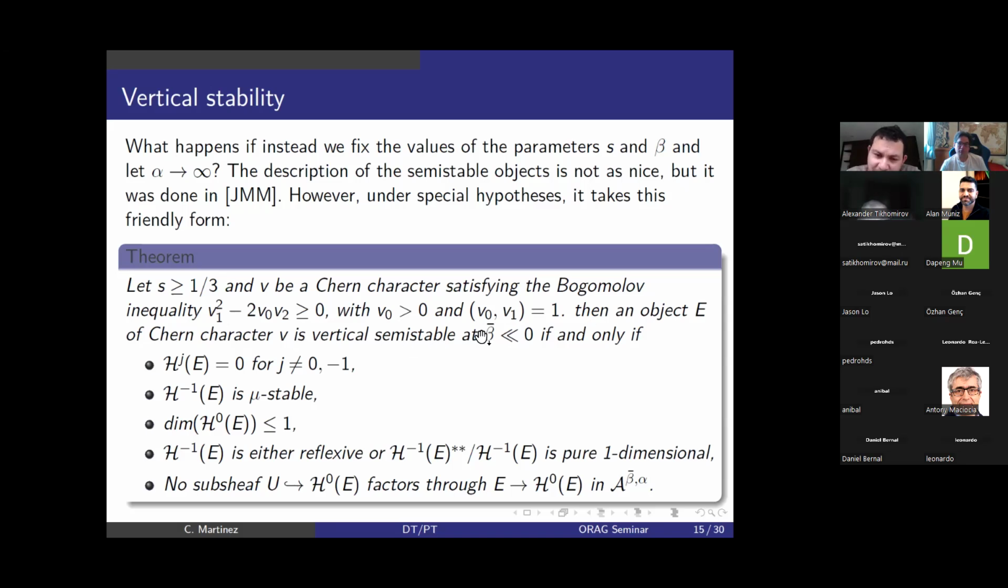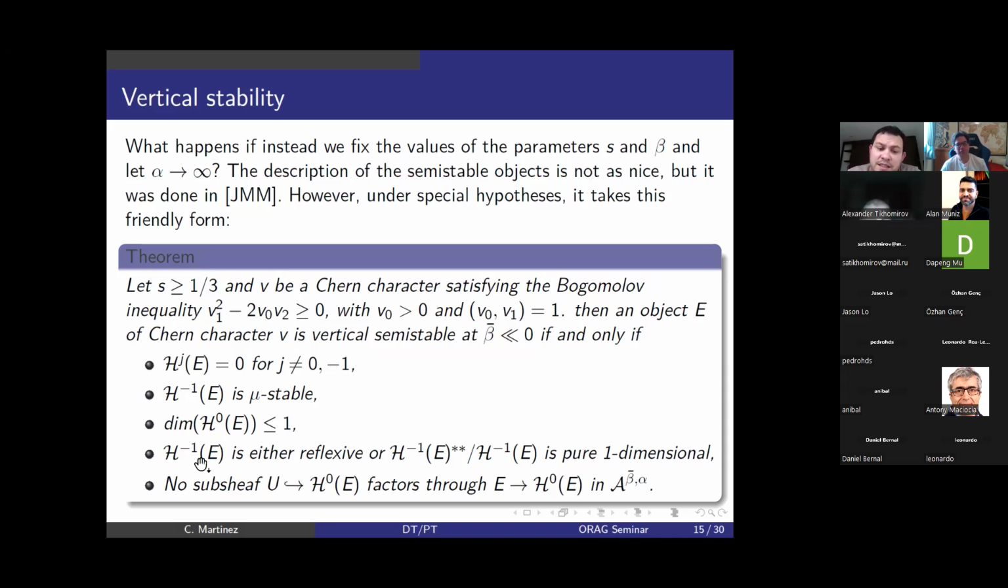And here comes the caveat. This description works when I take beta to be sufficiently negative. So when the beta that I fix is sufficiently negative, then an object of Chern character V is vertical semistable if and only if the following conditions hold. First, that E is a complex that only has two cohomologies, 0 and -1. That the -1 cohomology is actually mu stable, Mumford stable. That the 0 cohomology has dimension less or equal than 1.